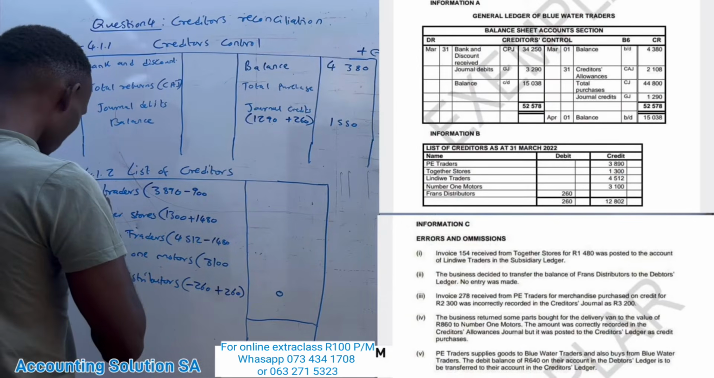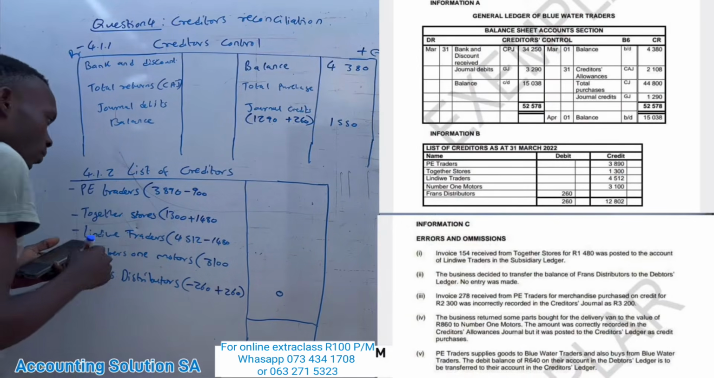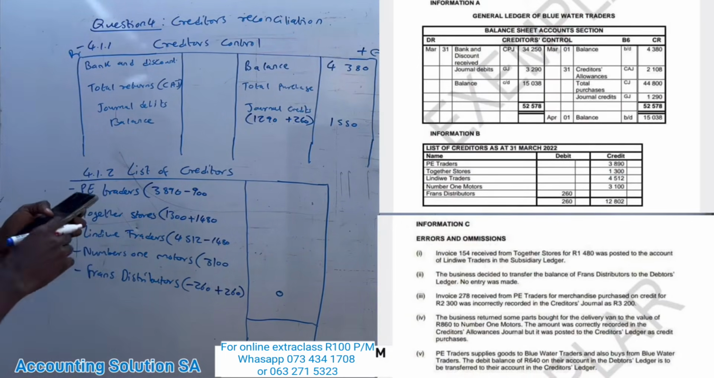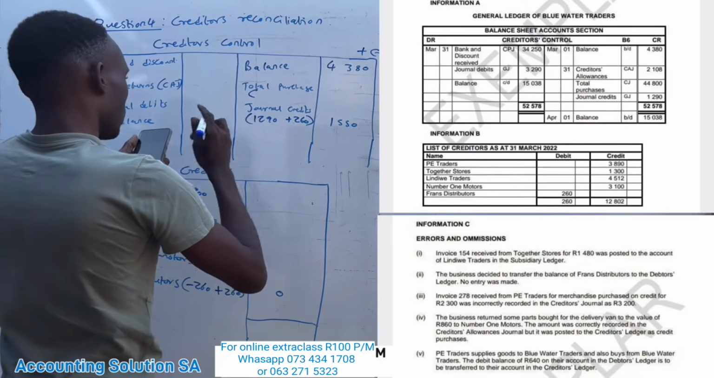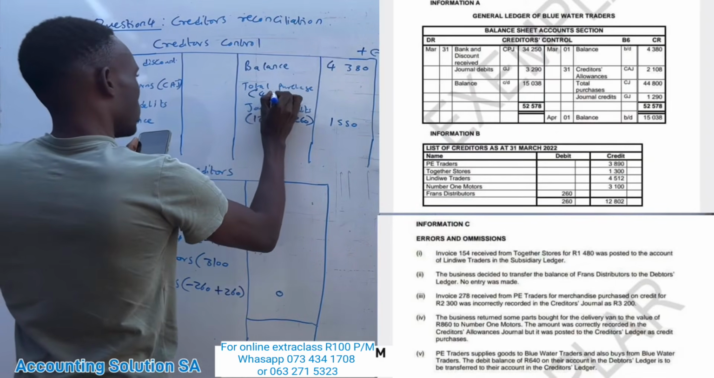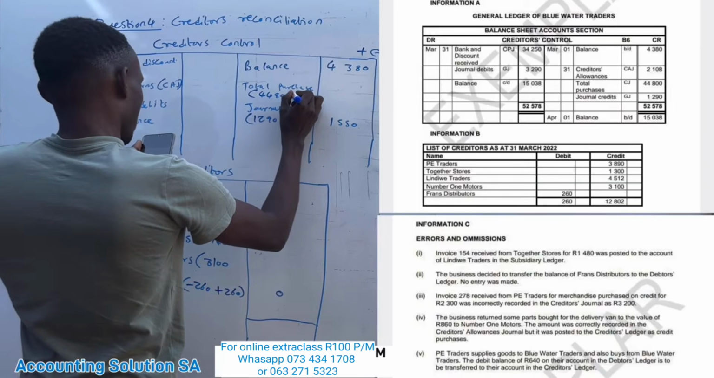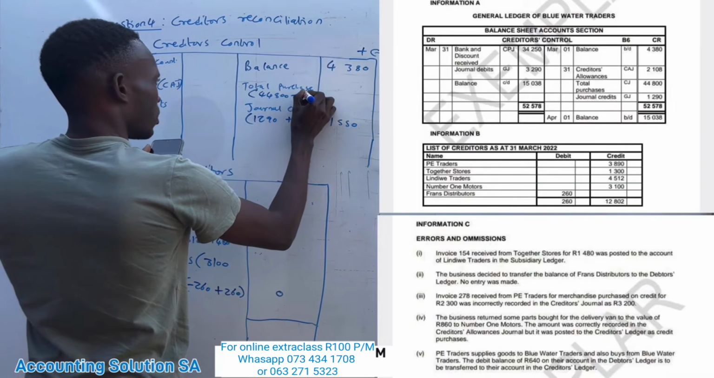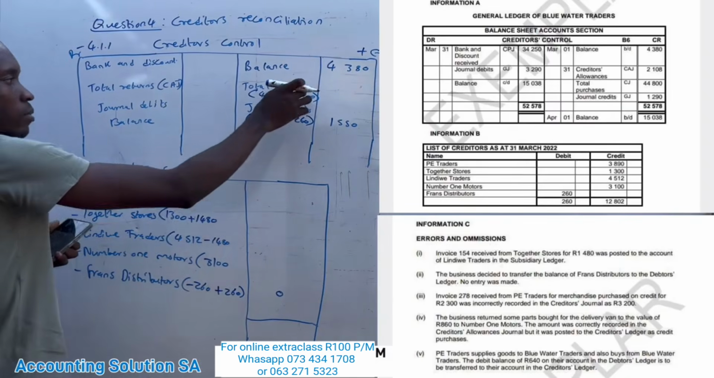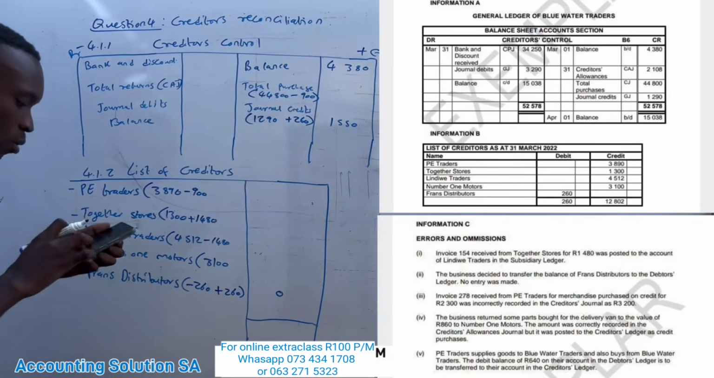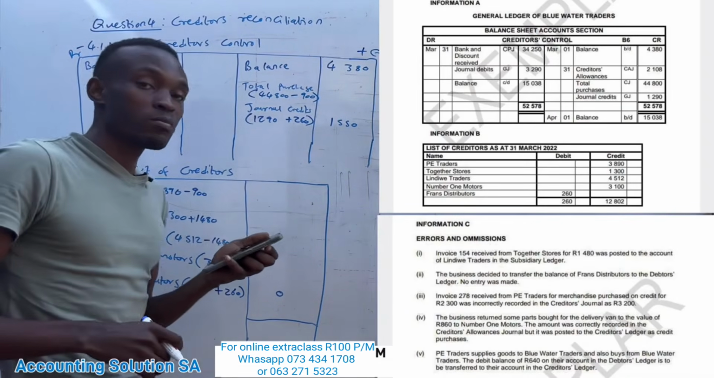Let me confirm, 900. Okay, then after that we have to go to total purchases and adjust it as well. It was 44,800, and then we subtract 900. We subtract it here, and we also have to subtract it here because there was no entry that was made.